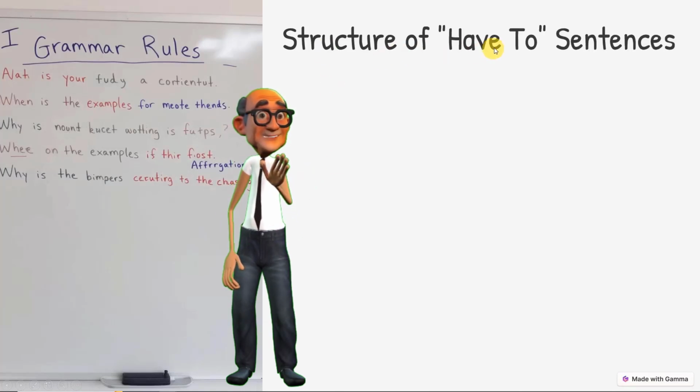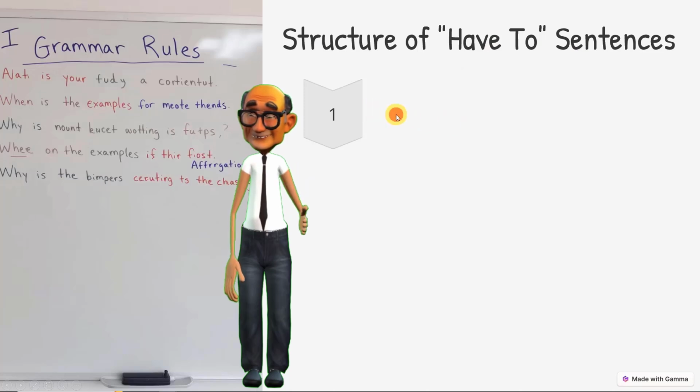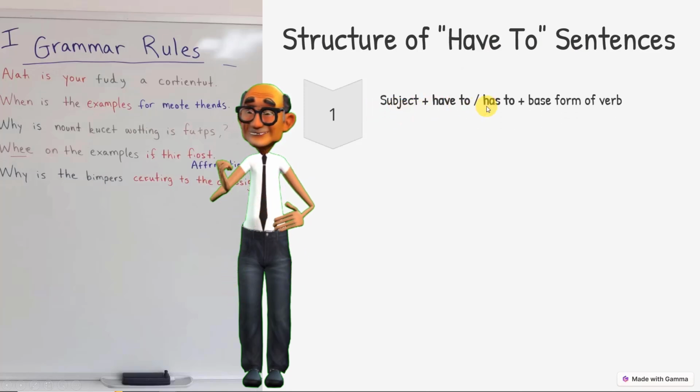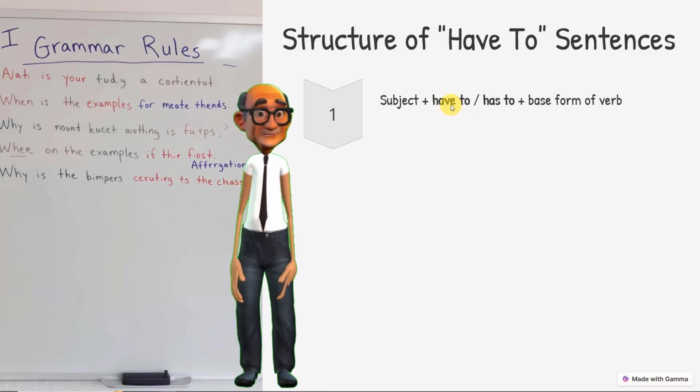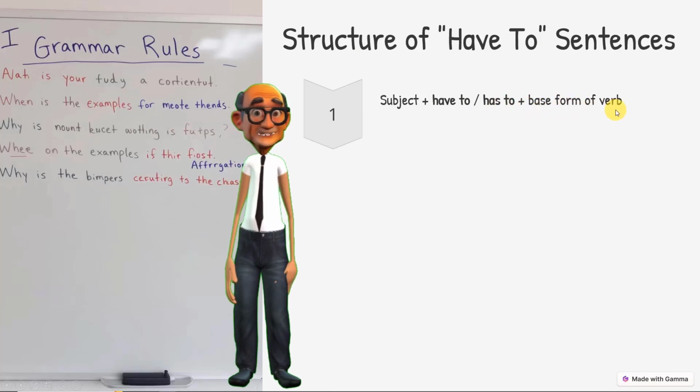The structure of have to in sentences. Firstly, subject plus have to or has to, depending, right? You know by now, you should know. I have to, you have to, he has to, she has to, it has to, right? Plus the base form of the verb.